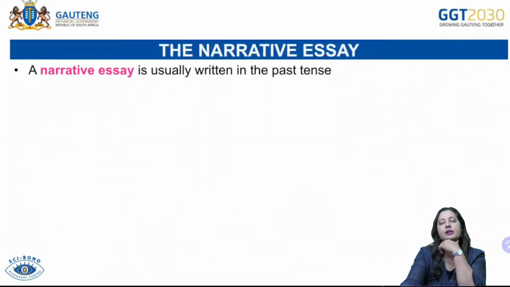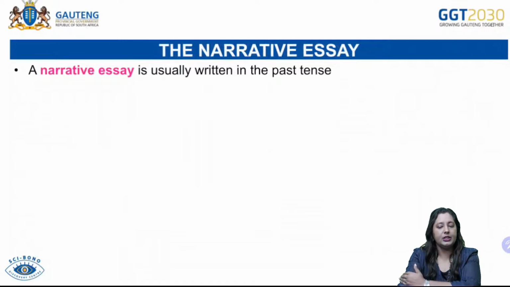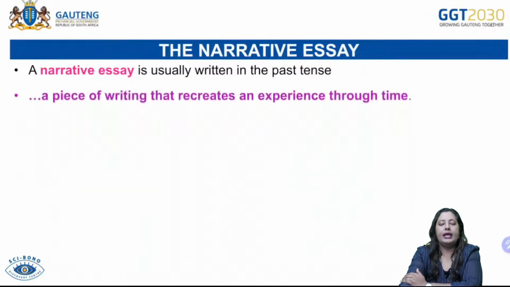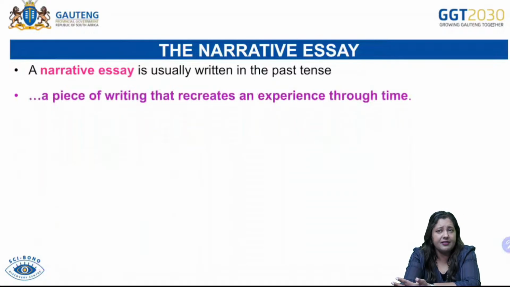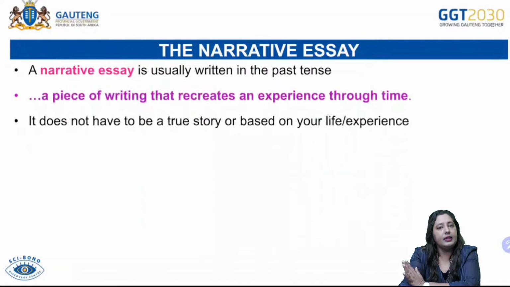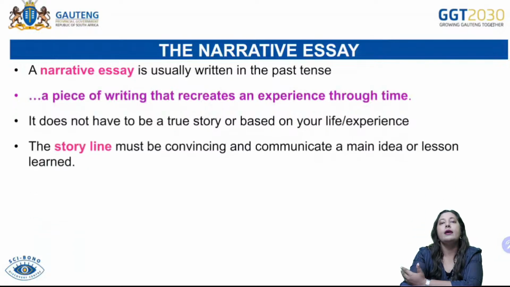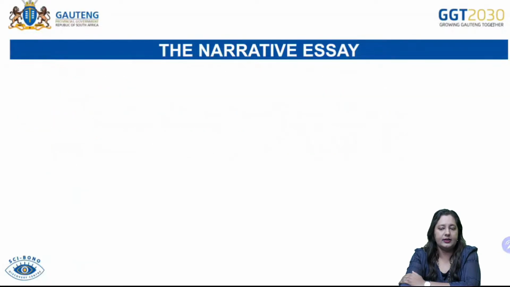Right? Then, in terms of the narrative essay, I did mention written in the past tense. Okay? So here it is basically recreating an experience that you've gone through over time, or a person has gone through maybe a harsh reality that they faced. All of those things take us through that journey of time. There, it is very important for you to note that it doesn't need to be a true story. It can be based on any experience that has happened. And it must be convincing, as I mentioned to you, and then obviously explore the idea or the lesson behind it.